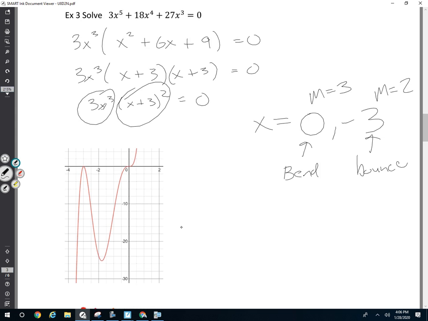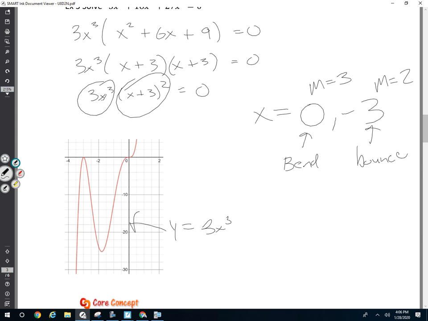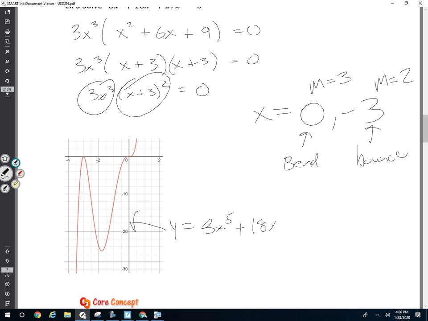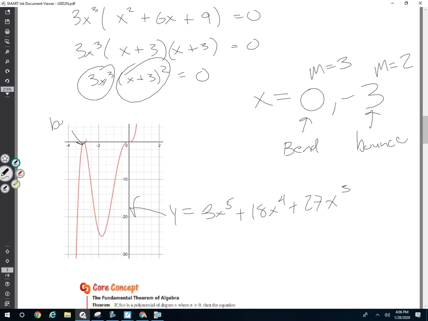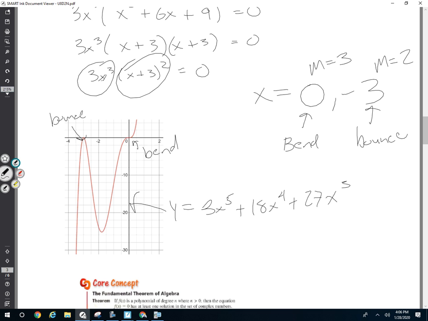This is the graph of y equals 3x to the fifth plus 18x to the fourth plus 27x cubed. You could graph this yourself and see at x equals -3, we bounce. At x equals 0, we bend. We already know the end behavior of the graph because it's an odd power with a leading coefficient that is positive. We know it's going to look like this, but now we know how it's probably going to be shaped.